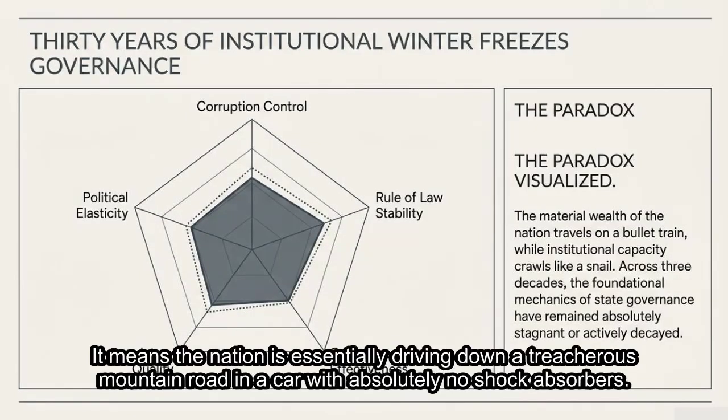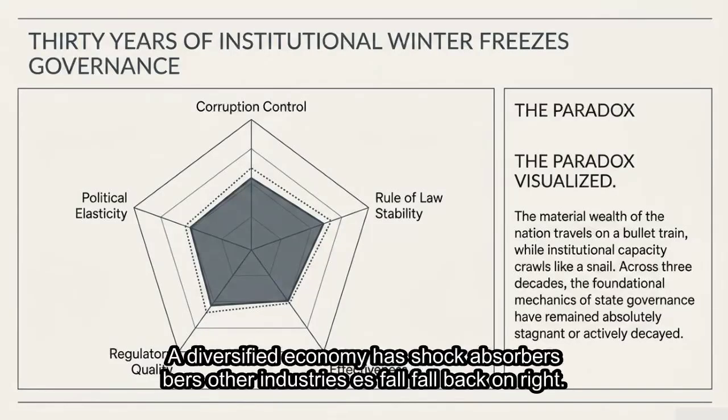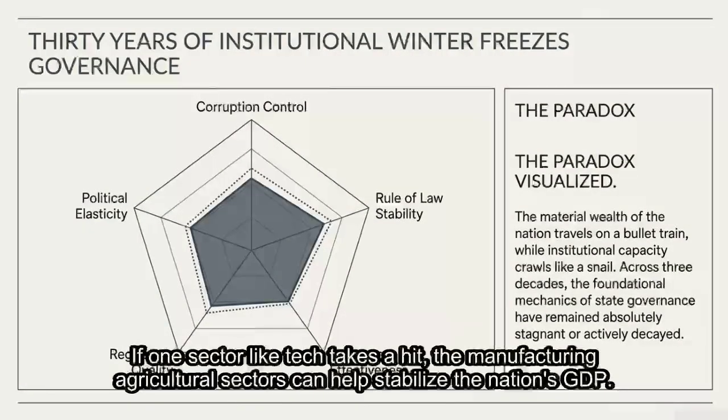It means the nation is essentially driving down a treacherous mountain road in a car with absolutely no shock absorbers. If the global oil market hits a pothole, the citizens inside the car feel the crash instantly and violently. The lack of shock absorbers is the defining vulnerability of a rentier economy. A diversified economy has shock absorbers. Like other industries to fall back on.